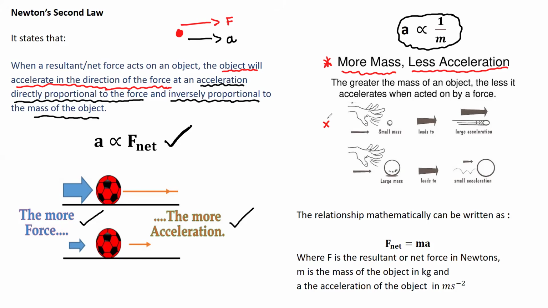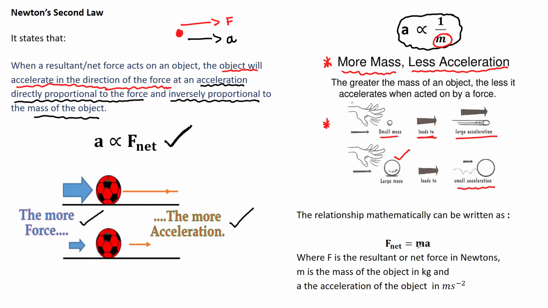I did try to give some examples here. Small mass leads to larger acceleration. So the smaller the mass, the greater the acceleration. That's why I said they are inversely proportional. Larger mass leads to smaller acceleration.